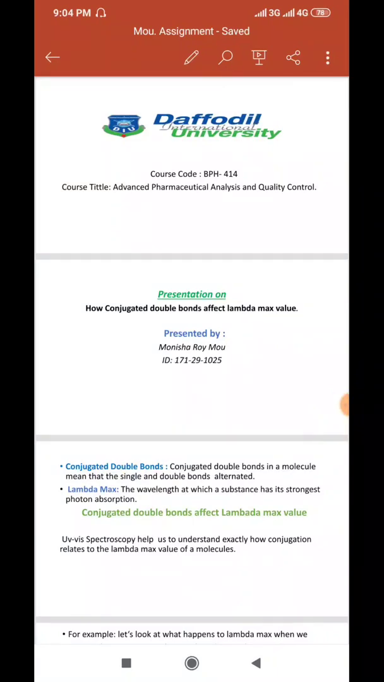ID 171291025. Today our presentation topic is how conjugated double bonds affect lambda max value.